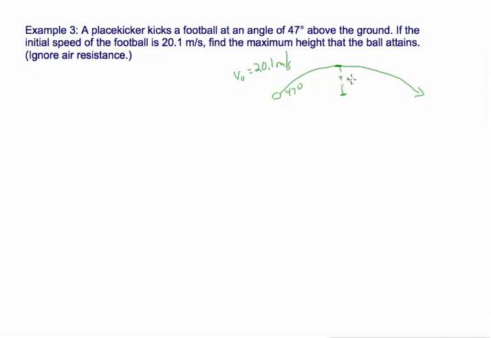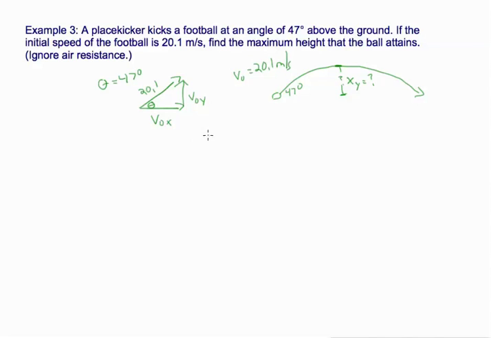So we're looking for final displacement in the y direction. Now we know that this velocity is not x direction or y direction. It is at 47 degrees. But we do have the tools to be able to break that into x and y. And here's our theta, and our theta is equal to 47 degrees.